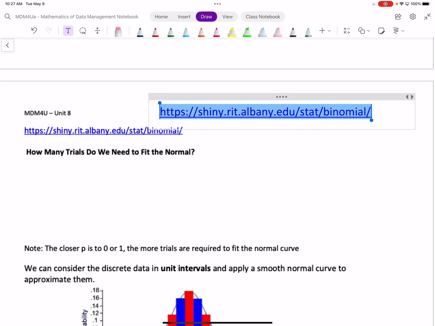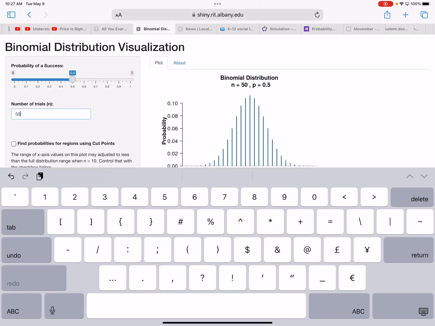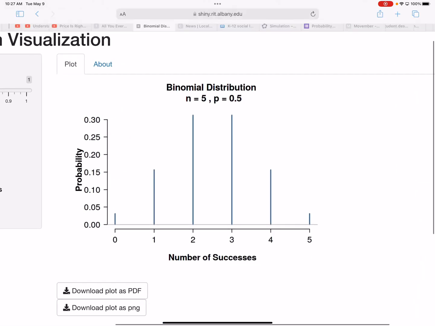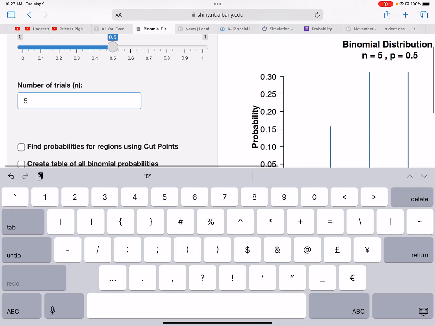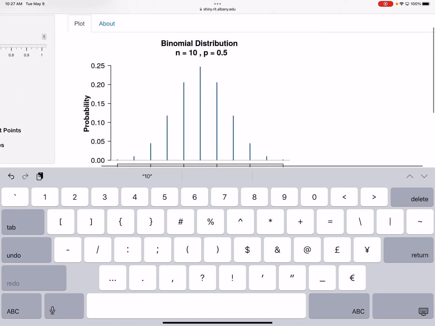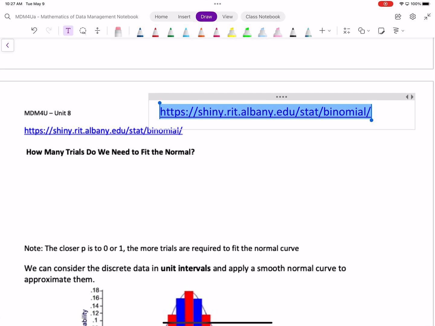But notice, if I go back for a quick second, if I reduce the number of trials, like let's say I make it 5, it really doesn't even look like the normal distribution, right? There is a minimum number of trials that you need in order to get to what is acceptable to fit the normal distribution. That number happens to be the number of trials times the probability of success, and that number needs to be greater than 5. So I'm going to write that down here.